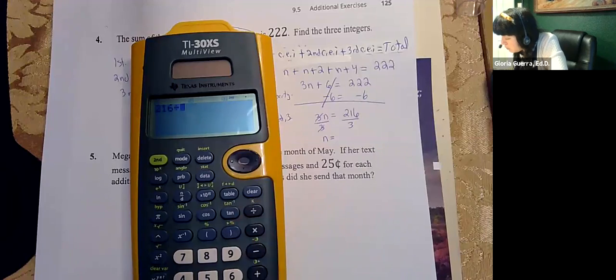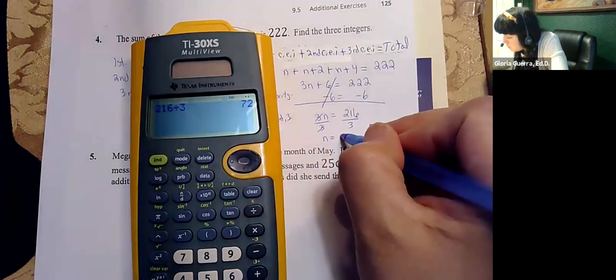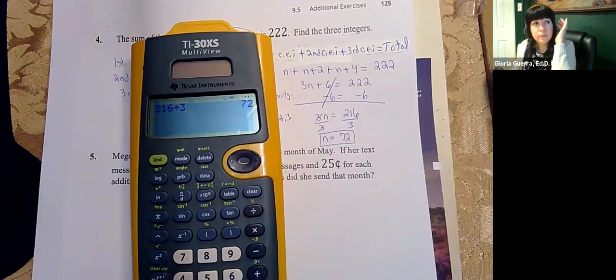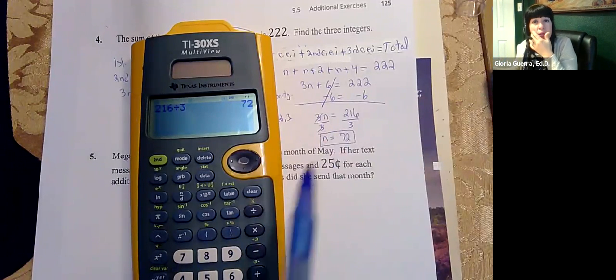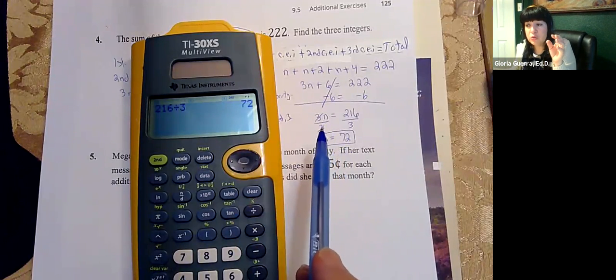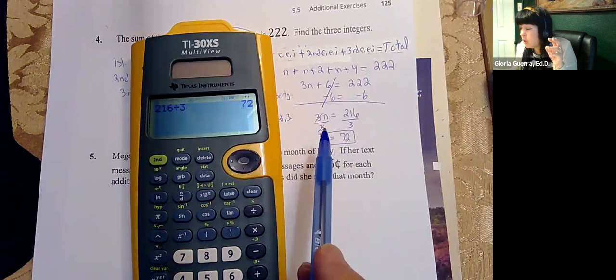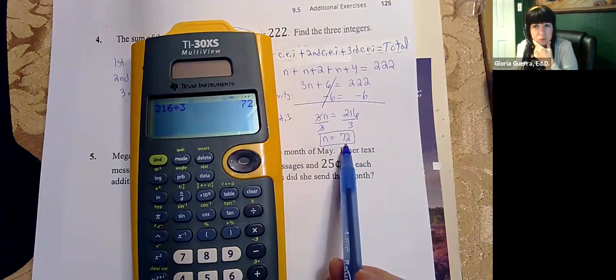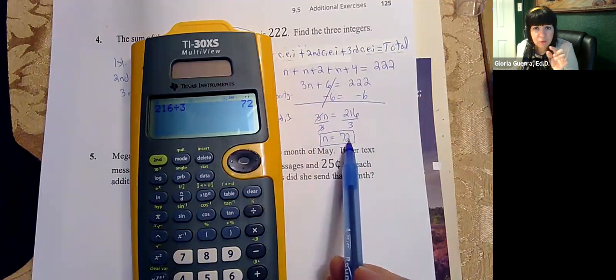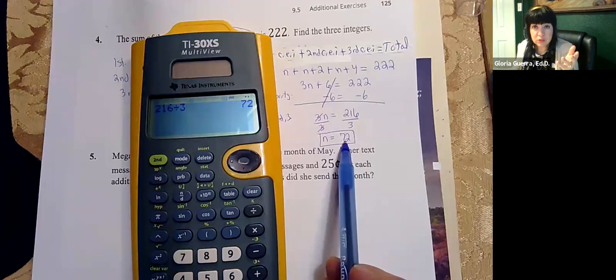216 divided by 3 is 72. Another thing to mention is that if you are working with integers, consecutive integers, consecutive even integers, or consecutive odd integers, you shouldn't be getting decimals here. A decimal is not an integer. So if you're getting decimals here, then there's something wrong with your setup.